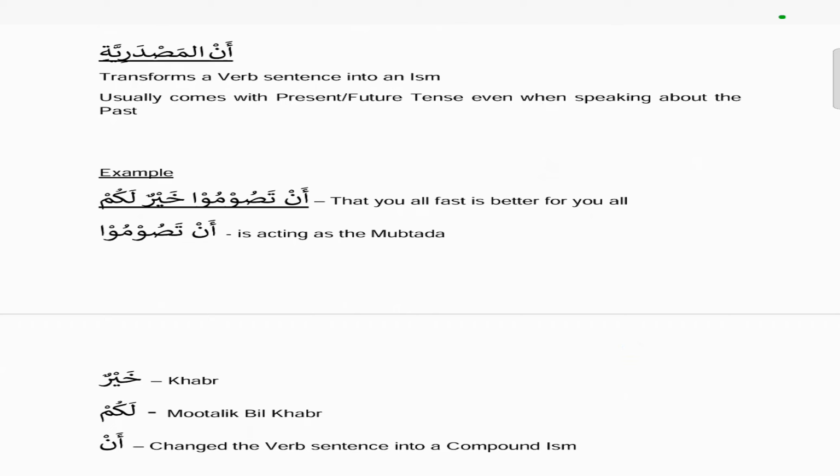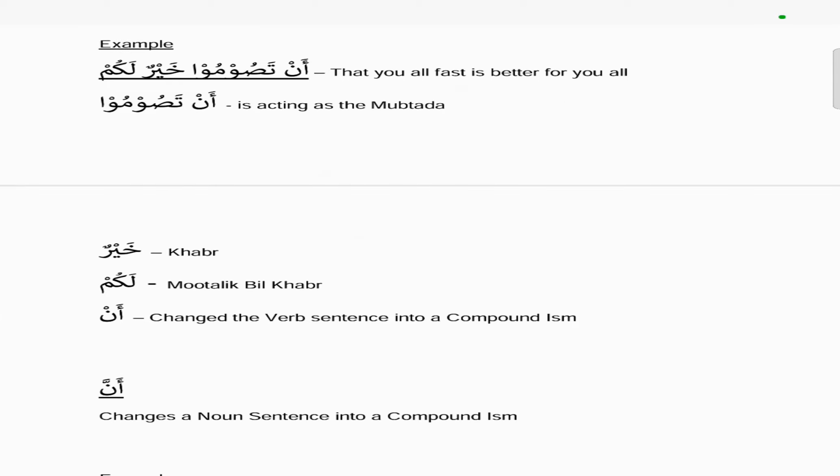So it usually comes with a present tense, even when we're speaking about the past. So an example here, we have an tasumu khayrun lakum, which means that you all fast is better for you all. And an tasumu is acting as the mubtada, and the tasumu is a present tense fi'l, and the an makes it into the light version, because the normal version is tasumuna. So because there's an ending combination wa and noon, to make it light, we drop the noon, so it becomes tasumu. And that's why it's an tasumu, and this acts as the mubtada.